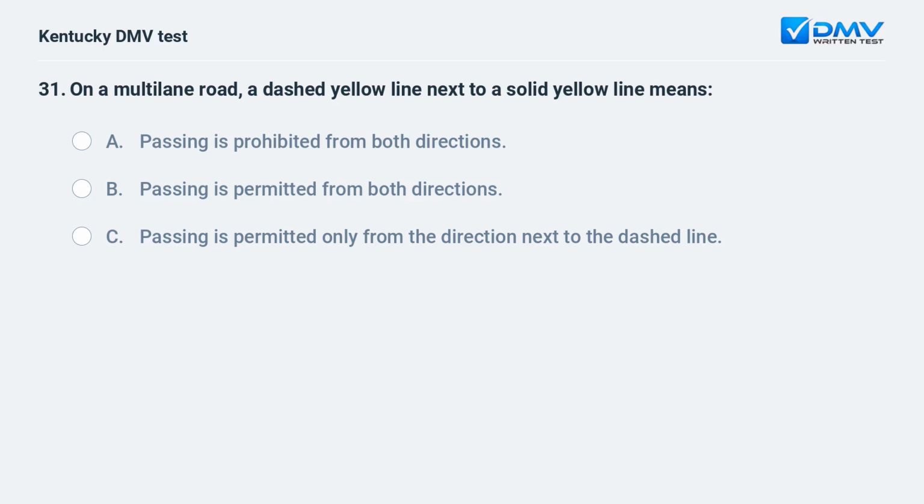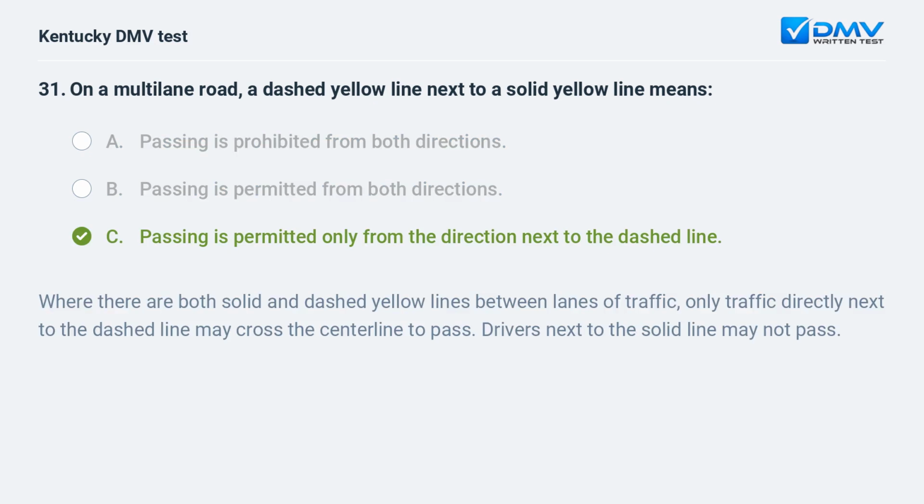On a multilane road, a dashed yellow line next to a solid yellow line means A. Passing is prohibited from both directions. B. Passing is permitted from both directions. C. Passing is permitted only from the direction next to the dashed line.